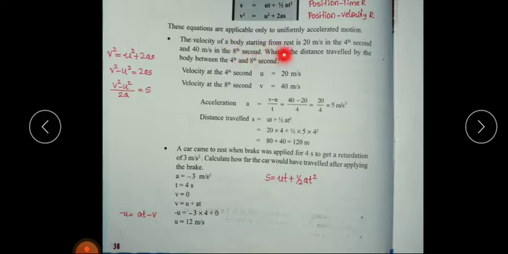So here you can see the initial velocity of the body is 20 meter per second and the final velocity is 40 meter per second. We have to find out the distance traveled by the object between the 4th and 8th second. So how can we find the distance? Yes, using the second equation of motion: s is equal to ut plus half at square.